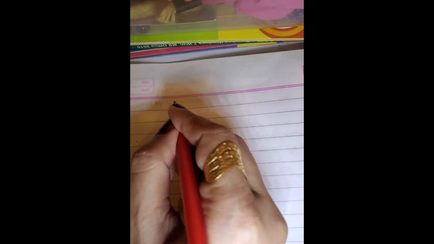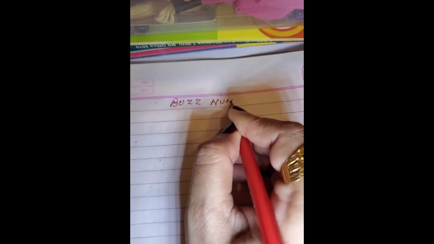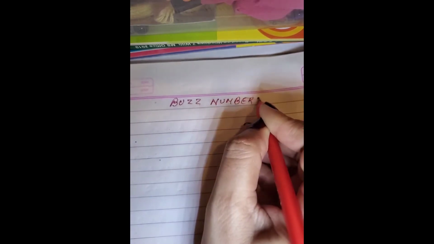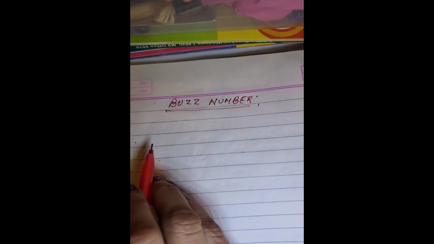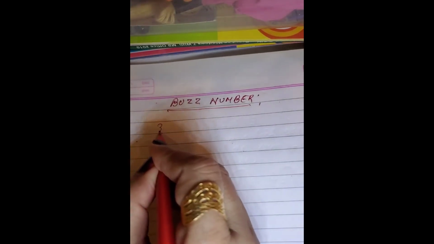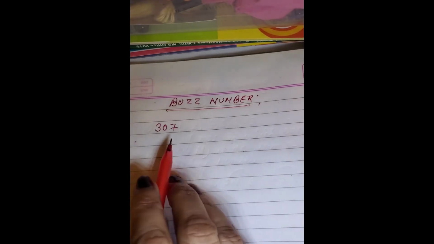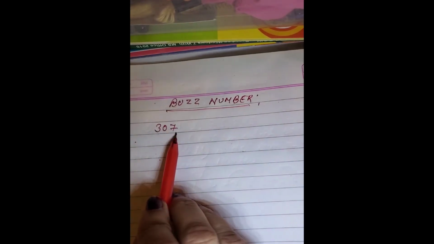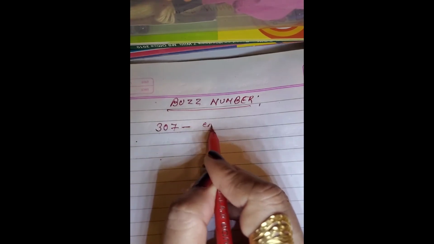Okay, so we reached the second program, and that is buzz number. Buzz number is a very interesting program and quite easy to understand. What is a buzz number? First I'll show you some numbers, like you can see a number 307. What do you find in this number? This number is 307 and it ends with 7.